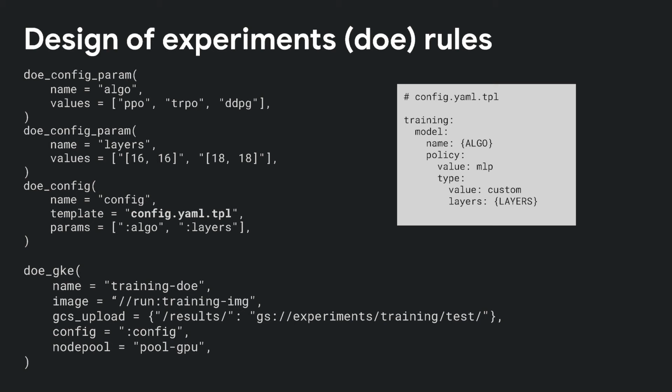parameters. And the last step is to use our DOE GKE rule, which is taking in an image, which is another Bazel target, which has packaged your software, a GCS bucket to upload the results, and the DOE configuration that I just mentioned. You can also specify a node pool that you've set up on GKE. And this way, in less than 15 lines of code, you're ready to Bazel run thousands of experiments on the cloud with no more coding needed.